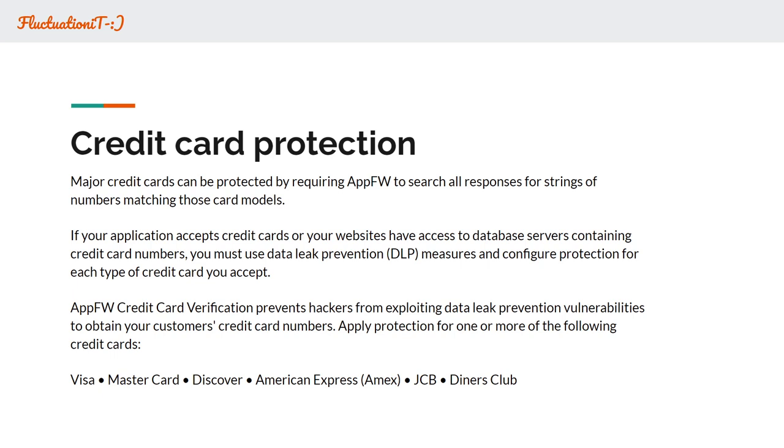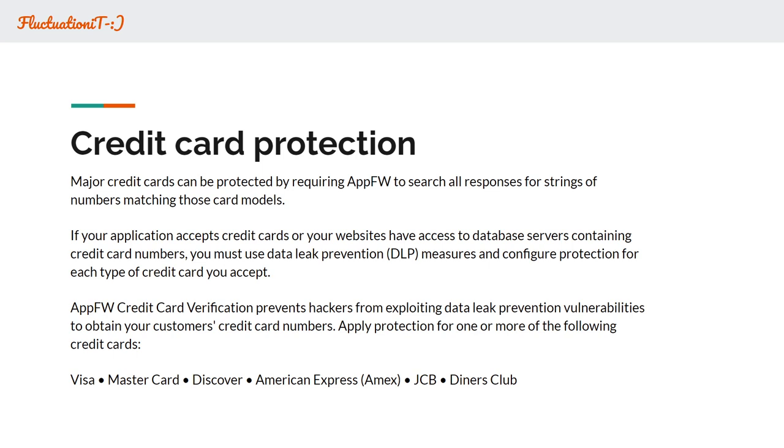Now, how can you protect sensitive data? You can protect credit cards or things like that. Major credit cards can be protected by using the app firewall to search all responses for strings of numbers matching those card models. If your application accepts credit cards on your website, or has access to a database server containing credit card numbers, you must use data leak prevention measures and configure protection for each type. Credit card verification prevents hackers from exploiting data leak vulnerabilities to obtain your customers' credit card numbers. Apply protection for one or more of the following credit cards: Visa, MasterCard, Discover, American Express, JCB, or Diners Club.